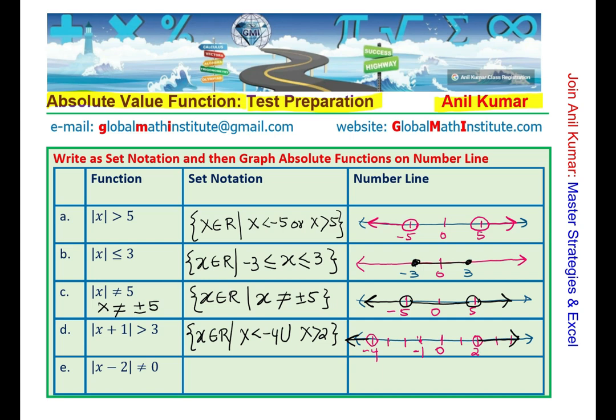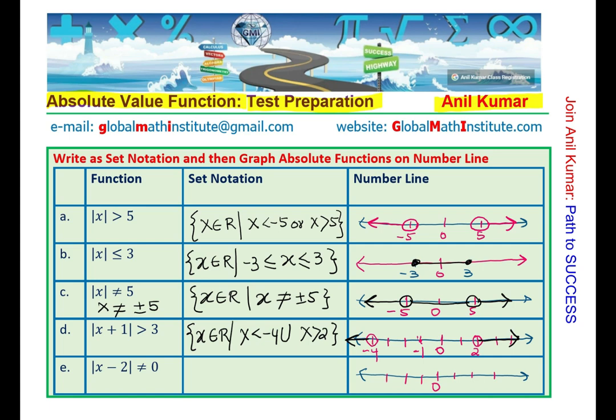Perfect. The similar next one is absolute value of x minus 2 is not equal to 0. So when will it be 0? It will be 0 for x equals 2 only, right? So in this case, the number line is right there, and this is 0. Let's say this is 1, this is 2, 3, minus 1, minus 2, 3.